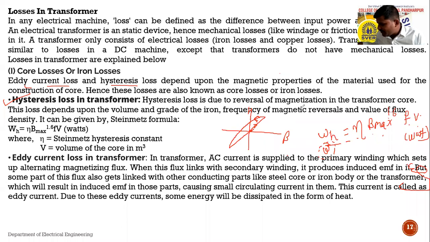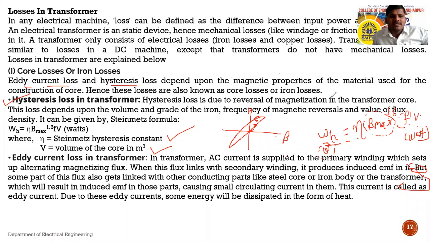If you are preparing for the GATE examination, some problems depend upon this formula. So WH is the hysteresis loss, and eta is the Steinmetz hysteresis constant. V is the volume of the core in meter cube, F is the frequency of magnetic reversal, and B max is the magnetic flux density.